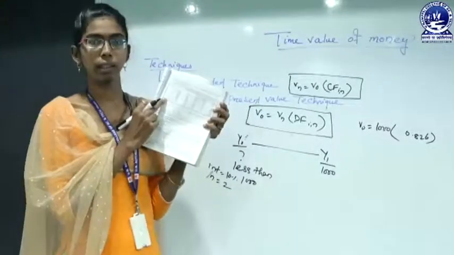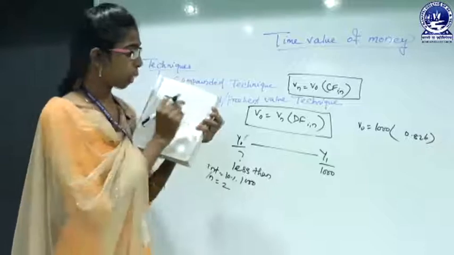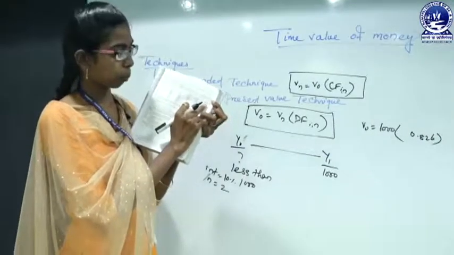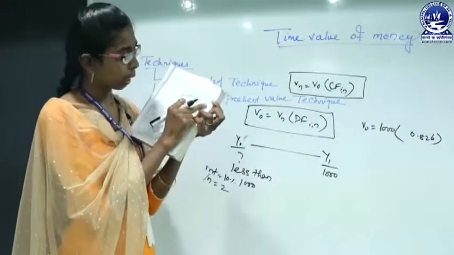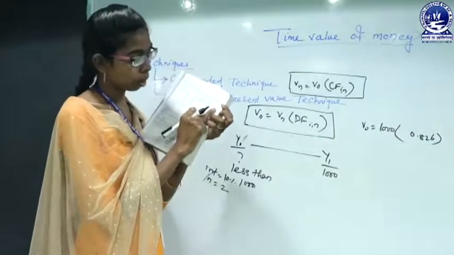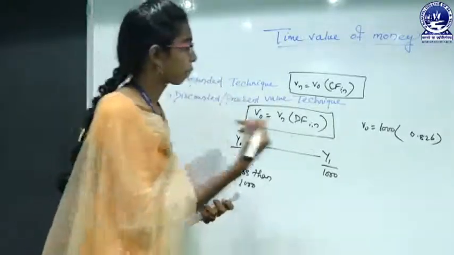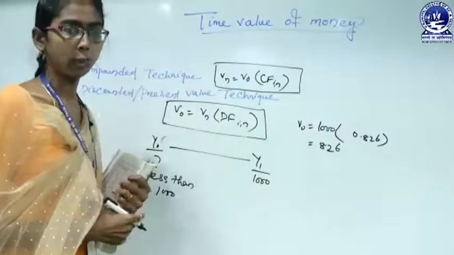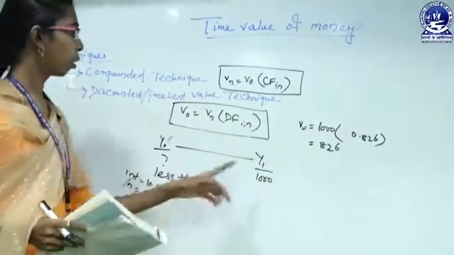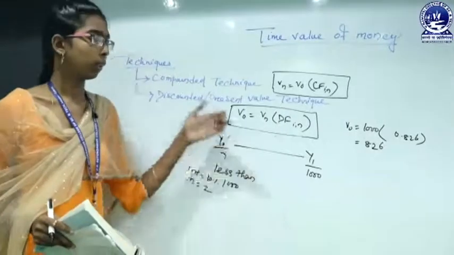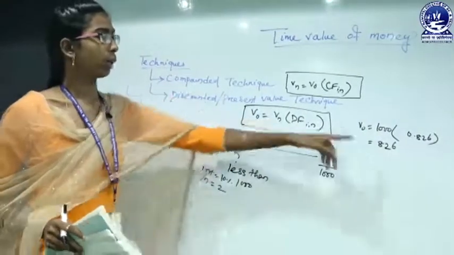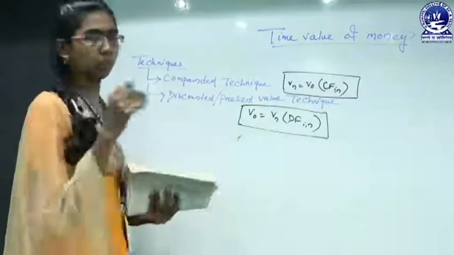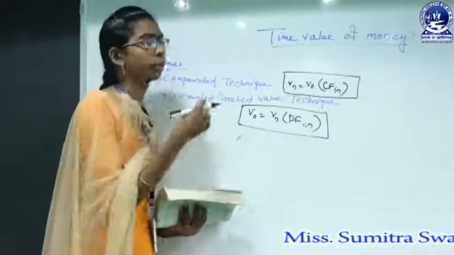I have taught you how to check the table: here is the interest rate, I, and here it is written N. So we take I, that is 10, and come down to the number of years, that is 2, and the table shows a value of 0.826. We simply multiply this, and the value is 826, meaning the value of 1000 is equivalent to 826 two years back.